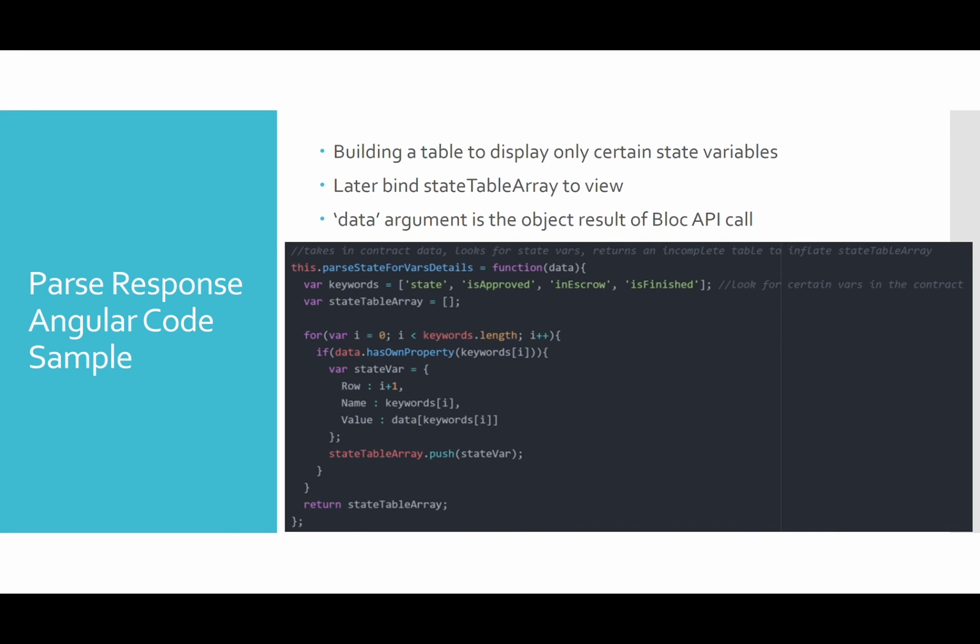So in this case, I'm building a table to view the state variables. This was the second table I showed, and then I bind it to a state table array so it's visible in the view. What I'm doing is I'm hard coding a few keywords that I'm looking for. So in my contract, I'm only looking for like the state, if it's approved, if it's an escrow, if it's finished, and I go ahead and iterate through the array and make sure that the JSON response that Block gave me matches these keywords, and I go ahead and add those keywords to a table, and then later on I view that table.